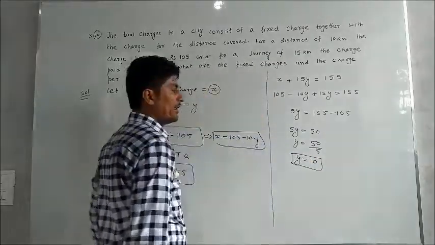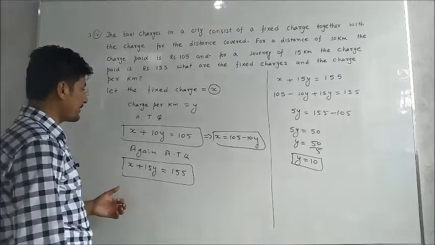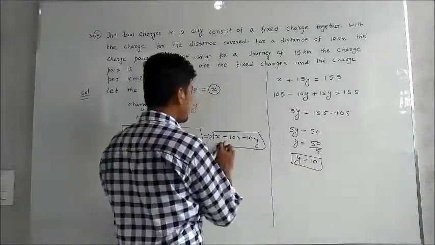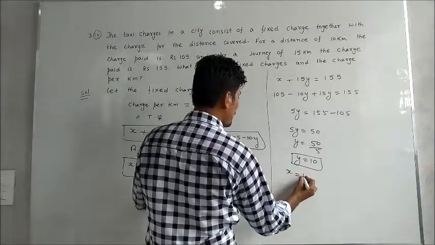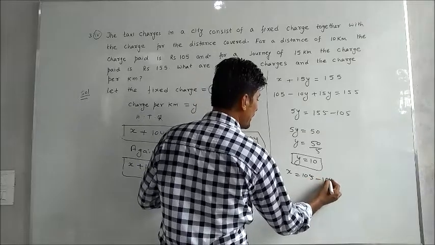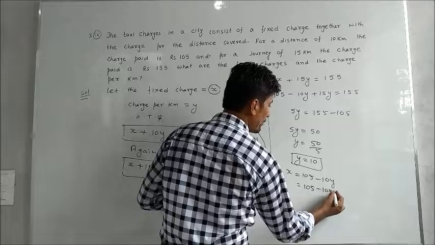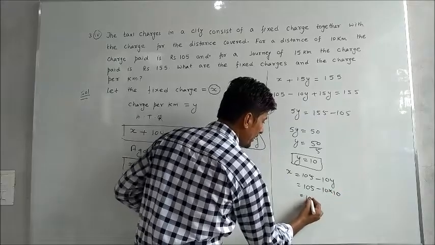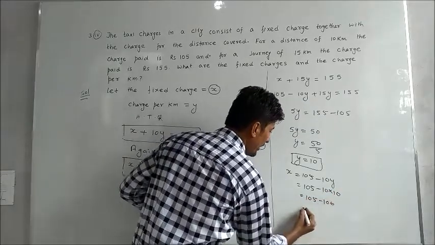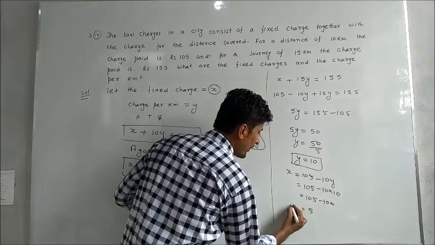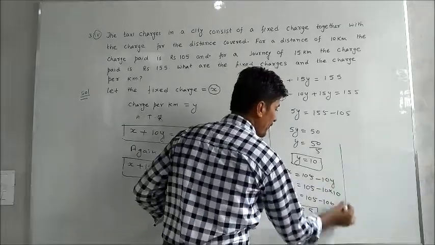After getting the value of y, we can find the value of x also. We can put this value of y in this equation. x equals 105 minus 10y. 105 minus 10 into 10. 105 minus 100, and 5. So the value of x equals 5.